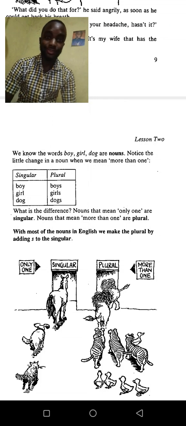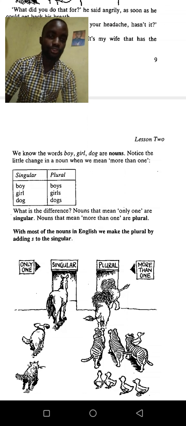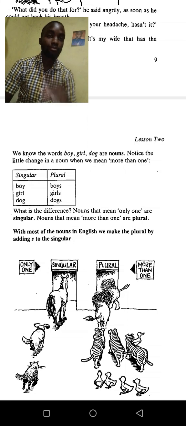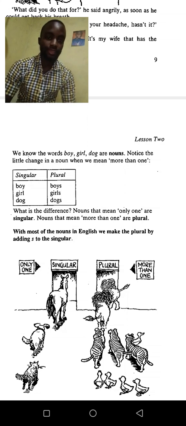That is right. Now nouns that mean only one are singular. Nouns that mean more than one are plural, and that is clear. With most of the nouns in English, we make the plural by adding s to the singular.